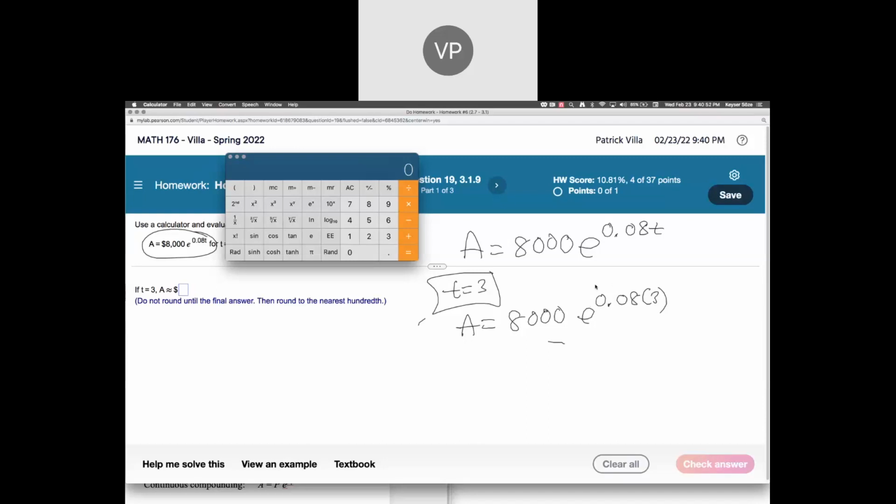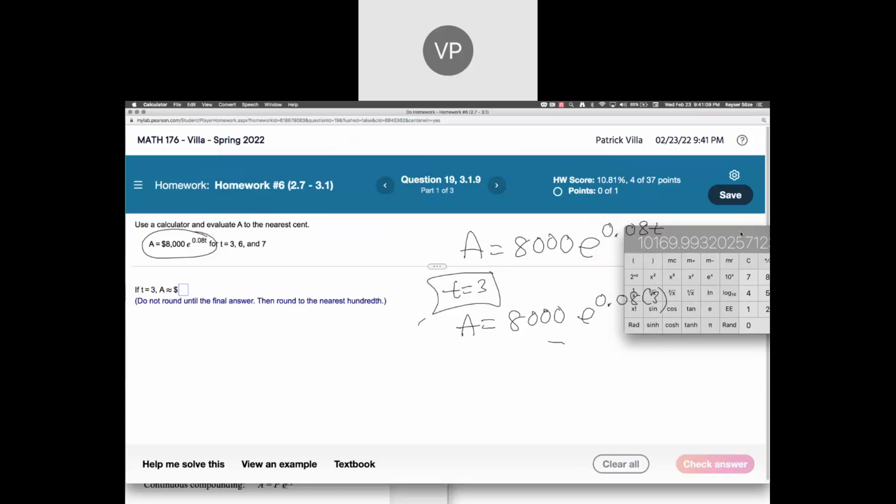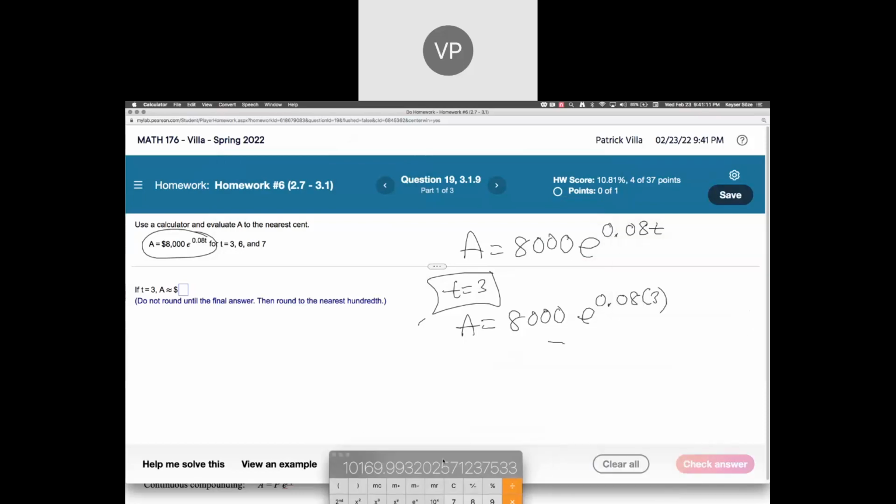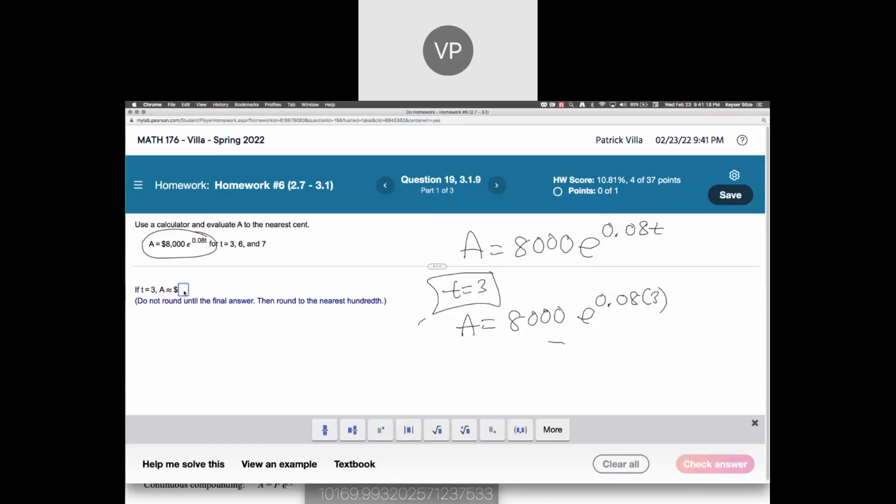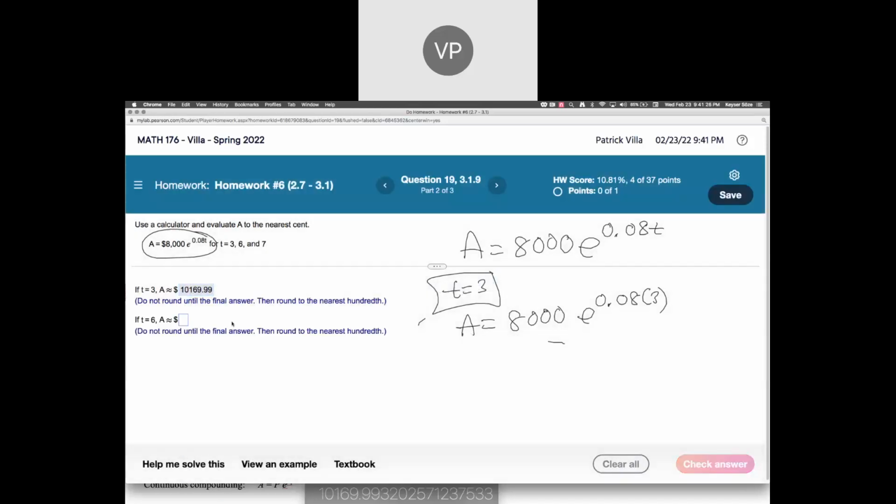So procedure-wise, how to do this? I'm going to take the power first, the 0.08, and multiply that by the 3. This now is the power of E. So while it's on the screen, I just hit the E button, and then I multiply by 8,000, and I get this: 10,169. They don't want you to round until the final answer, and then you round to the nearest cent. Okay, and there's our first one.